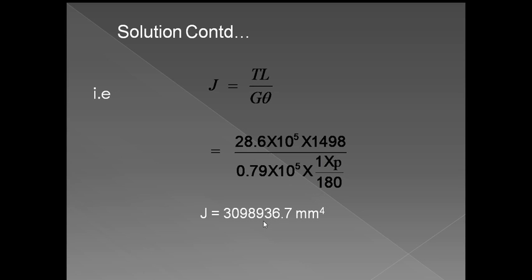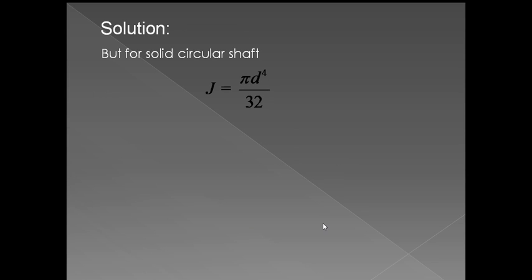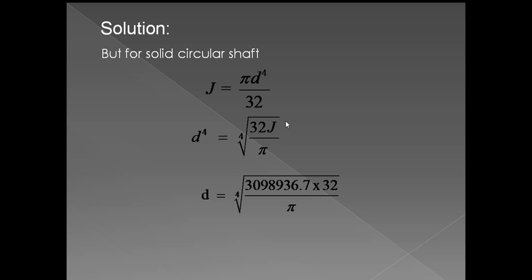So J equal to 3098936.7 mm power 4. J is equal to pi into d to the power of 4 by 32. So D equal to 4th root of 32 J by pi. Substituting the value of J, that is 3098936.7, the D value is 75 mm.